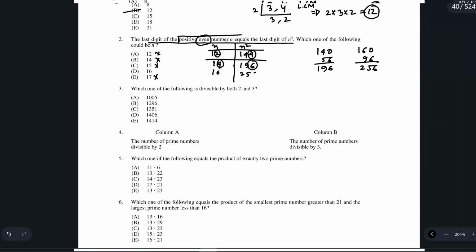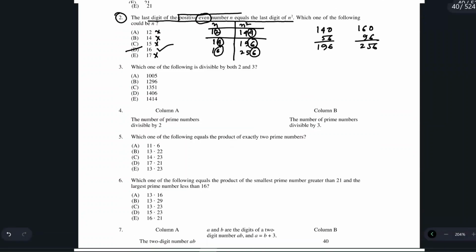And here we have found that 16 is such a number n where the last digit of n and the last digit of n squared are the same. So our option is 16. So for question 2, the answer should be D, or 16. Let's move to question number 3.